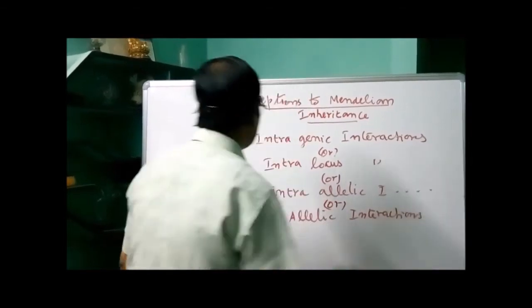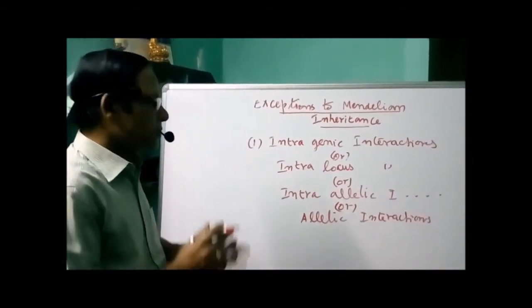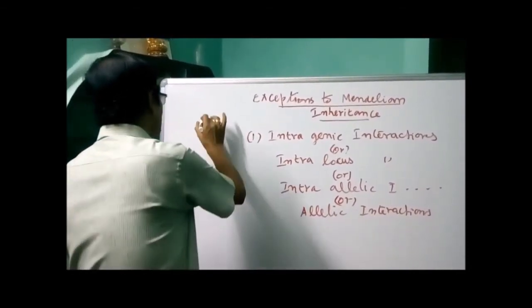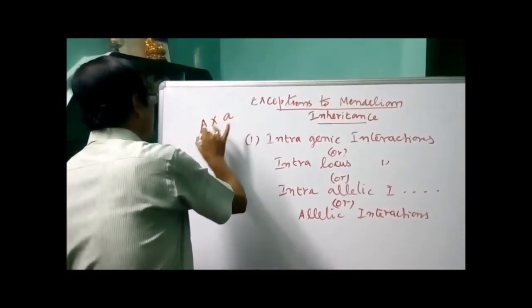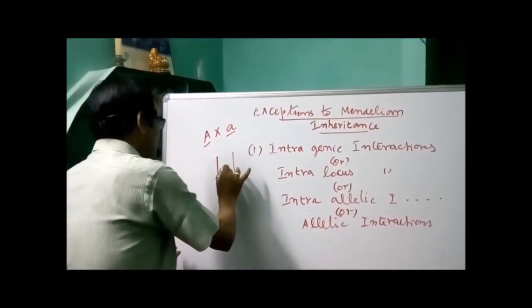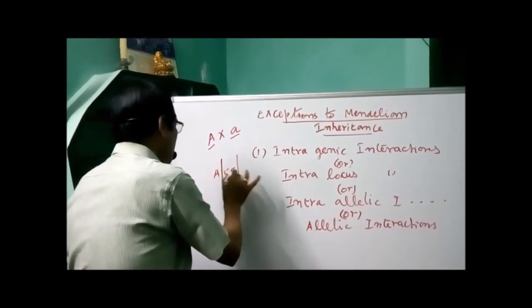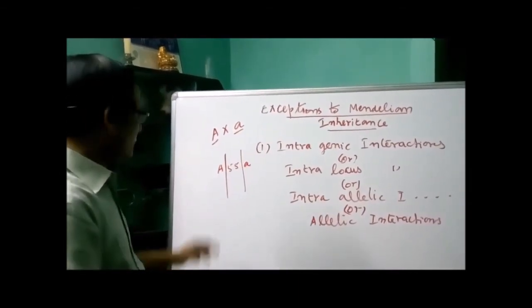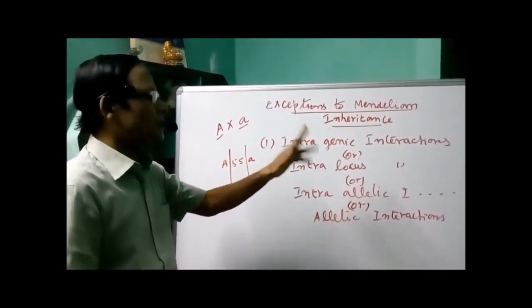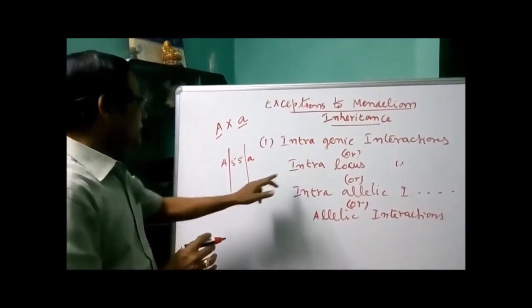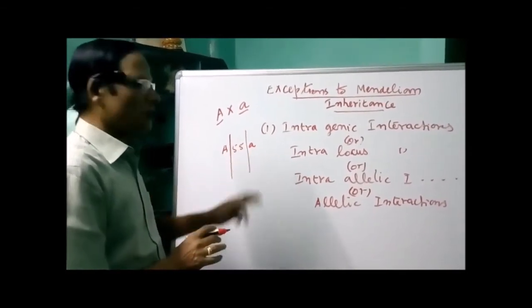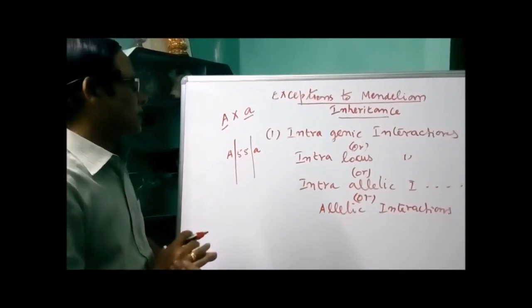In the case of intragenic interactions, interactions occur between the alleles of the same gene. For example, if you take a gene A, the interaction occurs between capital A and small a. These two are located in the same locus, say locus 5. So if interactions occur between the alleles of the same gene, it is called intragenic, intralocus, or intra-allelic interaction, since capital A and small a are alleles.